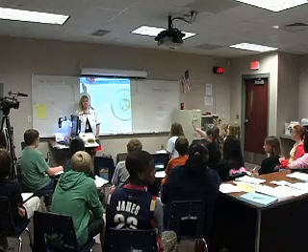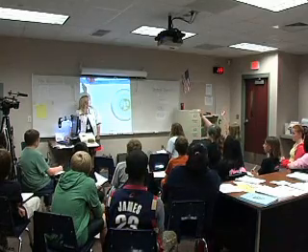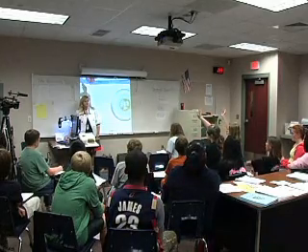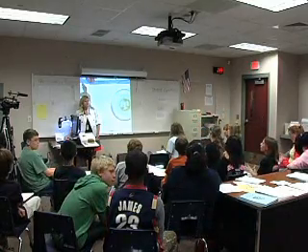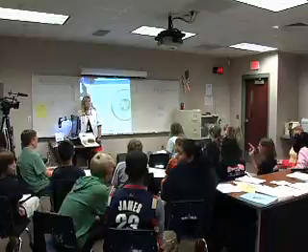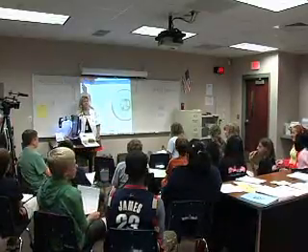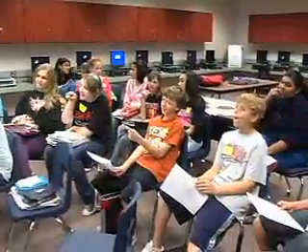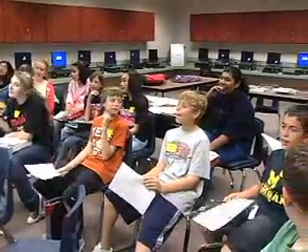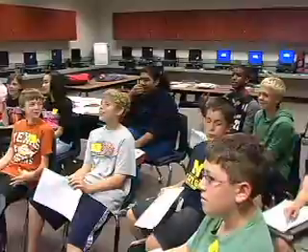Expository. What do you notice? Turn to the person on your left or on your right and tell them what you notice about this page. Think, pair, share. What do you notice?